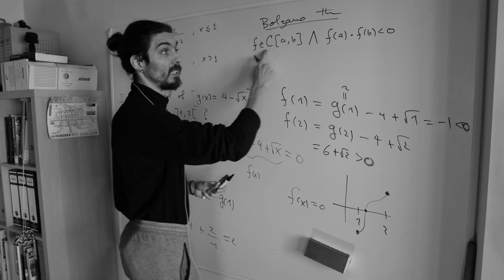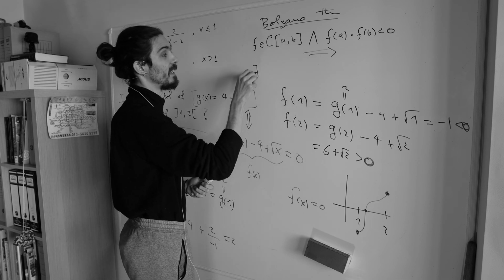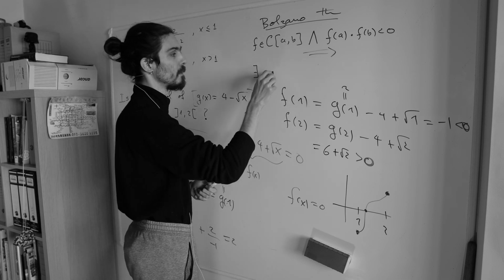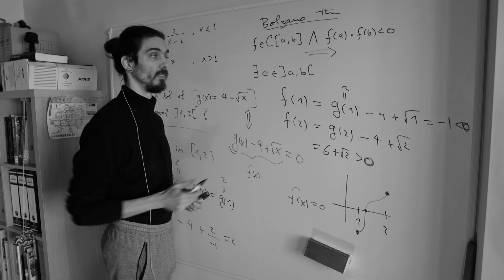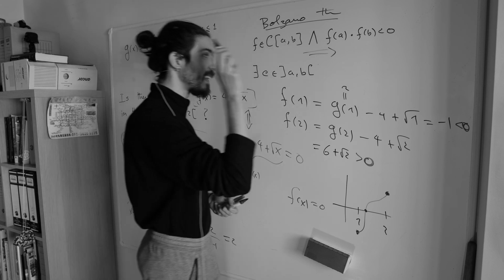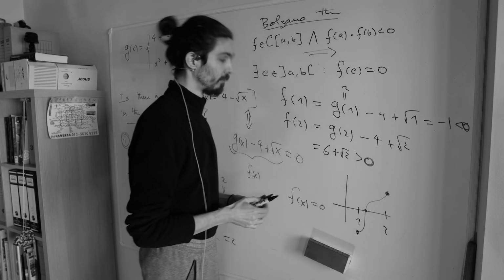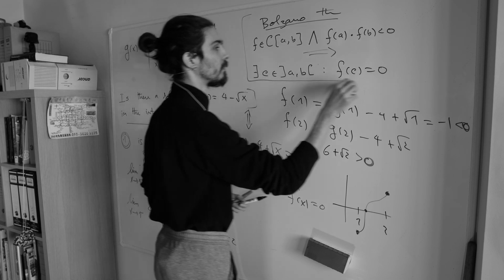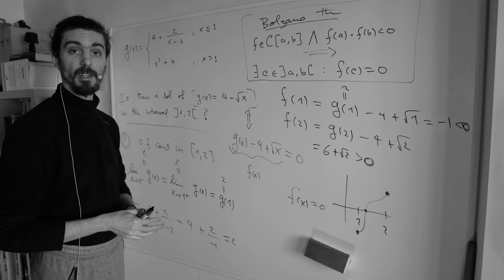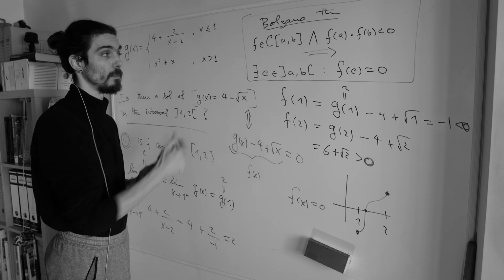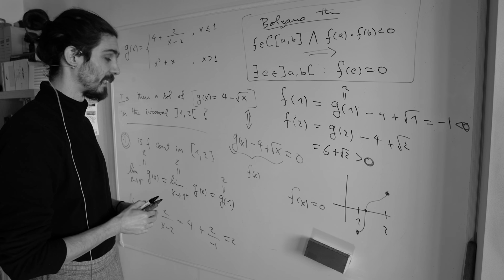So what's the conclusion? If this is verified, then what do we get? We get that there exists some number c belonging to the open interval (a, b), so there is a c in this interval that guarantees that f of c is equal to 0. This is essentially the statement of Bolzano, and it is essentially what we saw intuitively on the graph at the beginning of this lecture. In logical terms, this is exactly what we have.